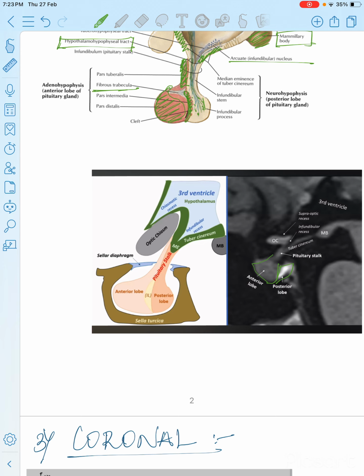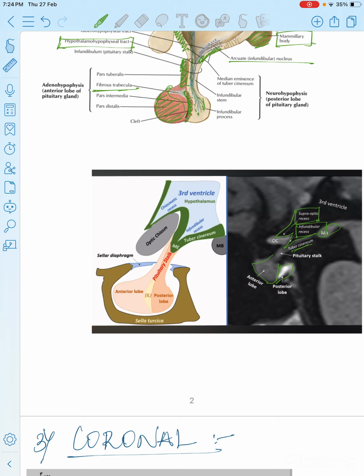So the important thing to remember is the third ventricle projects through two recesses near the pituitary. The upper and more anterior one is the supraoptic recess, and the inferior and more posterior one is the infundibular recess. Other important things to remember are the mammillary body and the tuber cinereum.